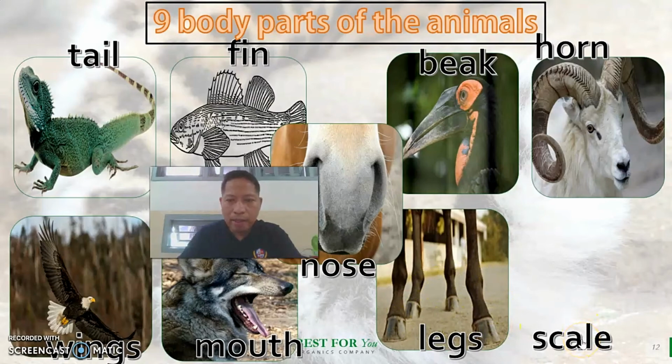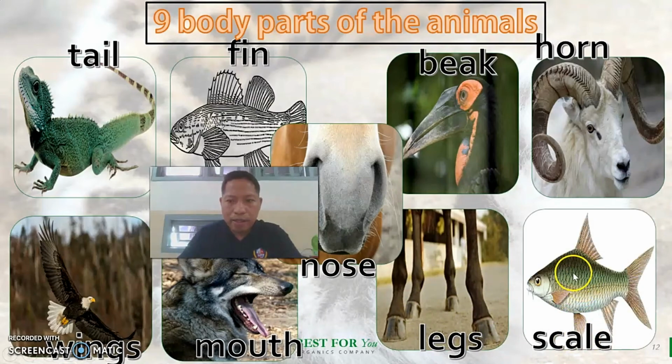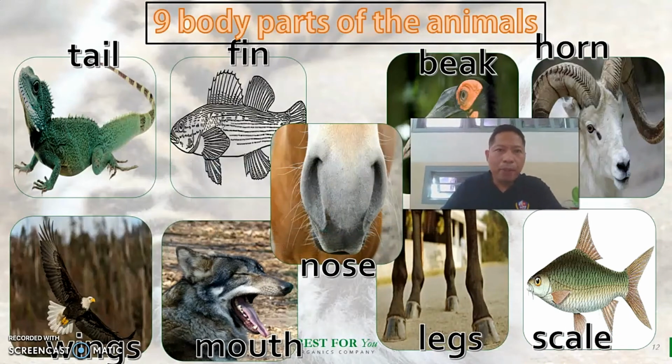And last but not the least is a scale of the fish. Okay, spell please, S-C-A-L-E. So these are the examples of the body parts and the spelling of it. Tail, fin, beak, horn, scale, legs, nose, mouth, and wings. After this, you are going to answer in your book.